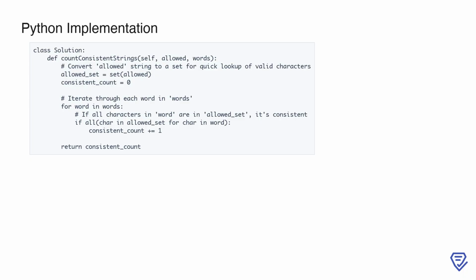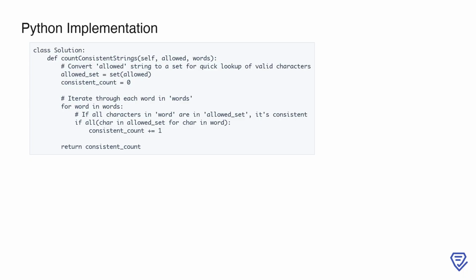Explanation of the code. First, the allowed string is converted into a set called allowed_set. Sets allow for efficient membership testing, ensuring we can quickly verify if a character belongs to allowed in constant time. A variable consistent_count is initialized to 0. This variable will store the count of consistent strings as we iterate through words.